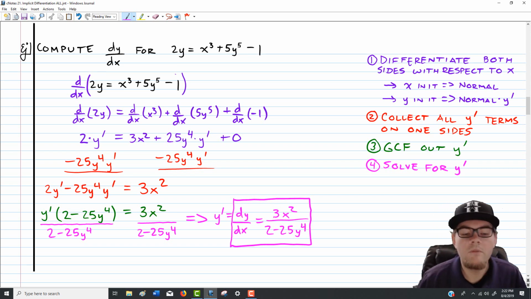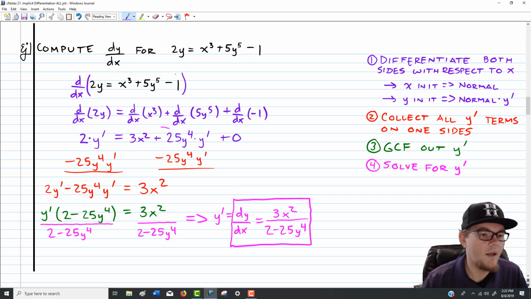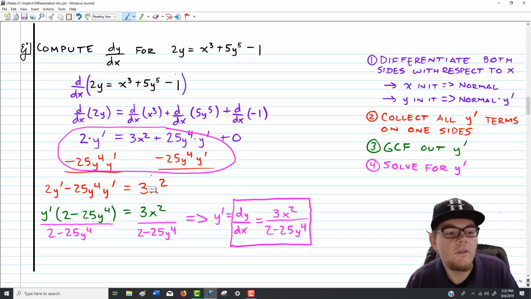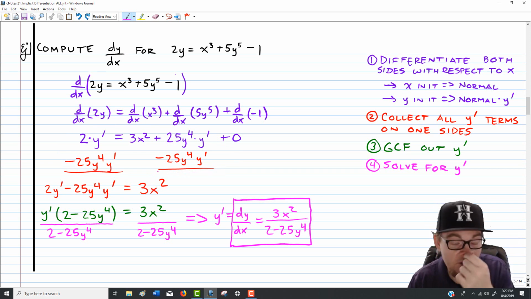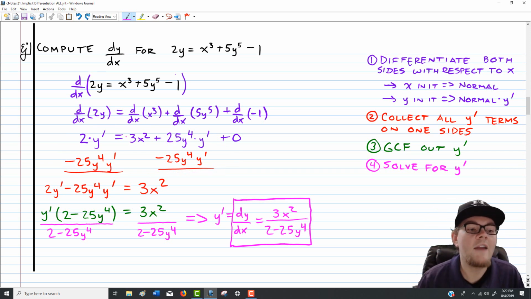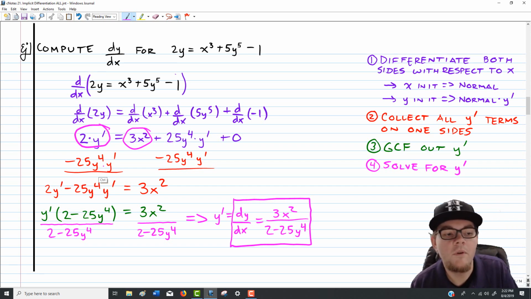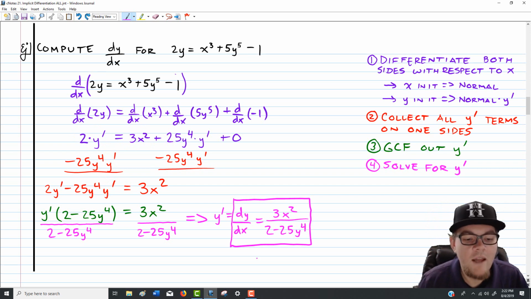Now with that said, before we move forward, let me point out that this is actually just one of two very acceptable forms that you could have taken for this particular derivative. The reason I bring that up is that when I made my choice right here to subtract 25y to the fourth y prime from both sides, I actually made one of two different possible choices. I could have also instead subtracted 3x squared from both sides and subtracted 2y prime from both sides. Had I done that, I would have gotten the same answer, but it would have been presented differently.